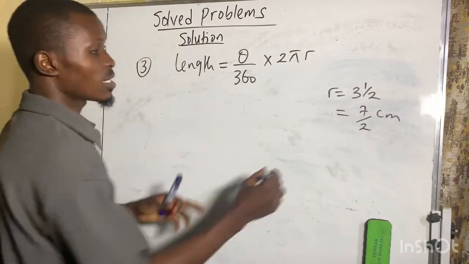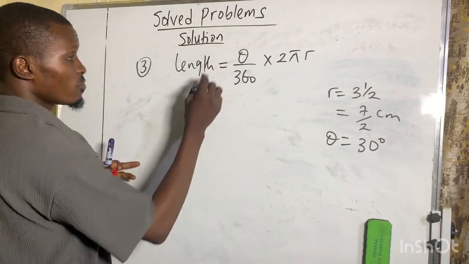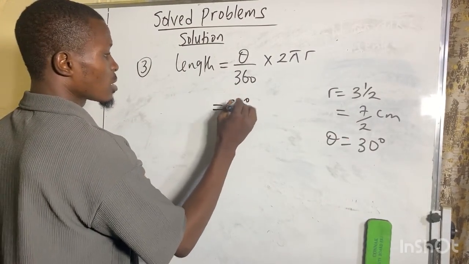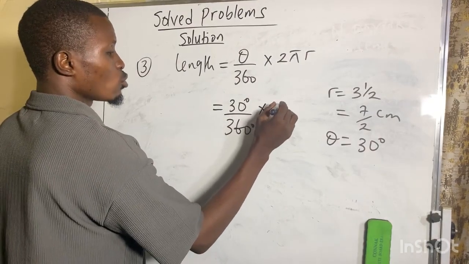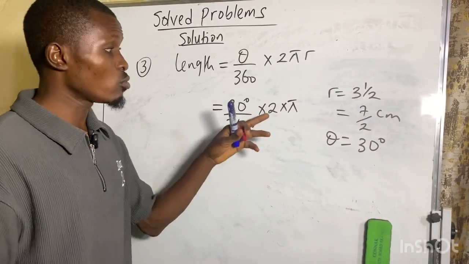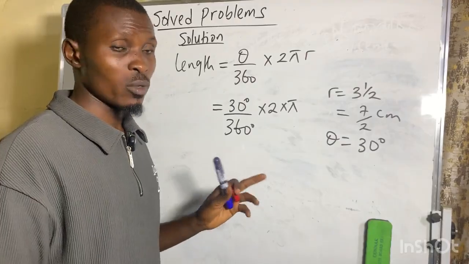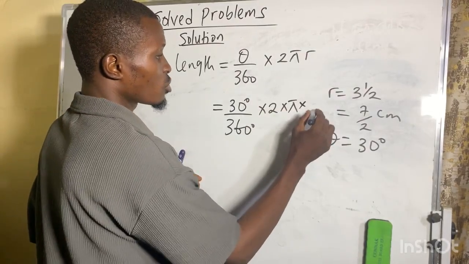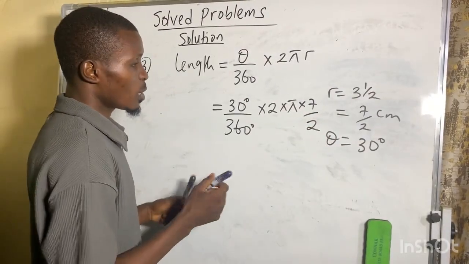So our theta is what? 30 degrees. So we substitute the values here. We have length of an arc equals what? 30 degrees over 360 times 2 times pi. We're asked to leave your answer in terms of pi. It means pi will remain pi. We're not going to substitute the value for pi. Then times our radius, which is 7 over 2.